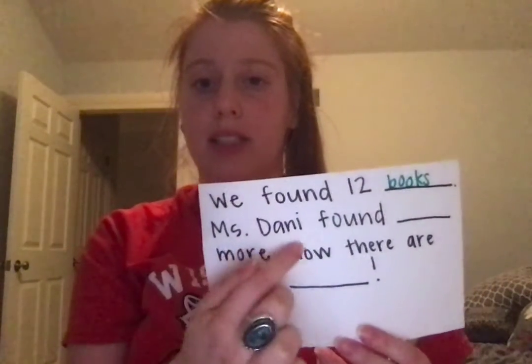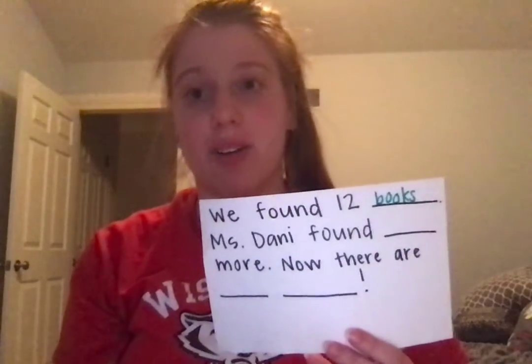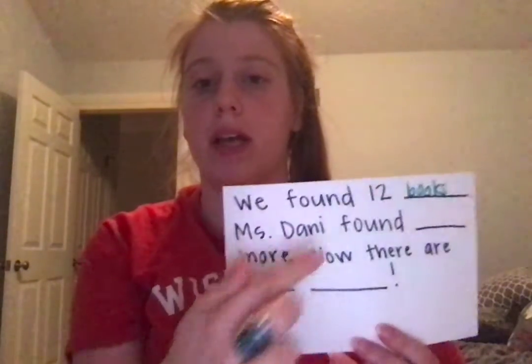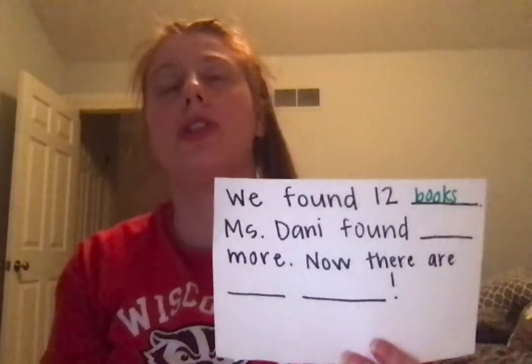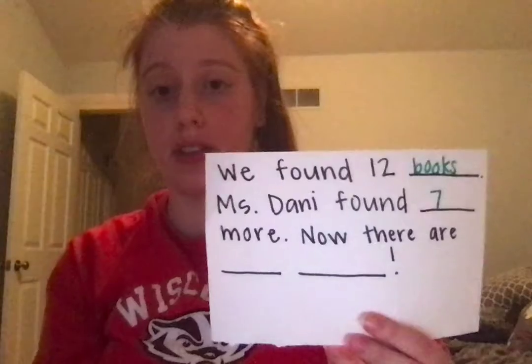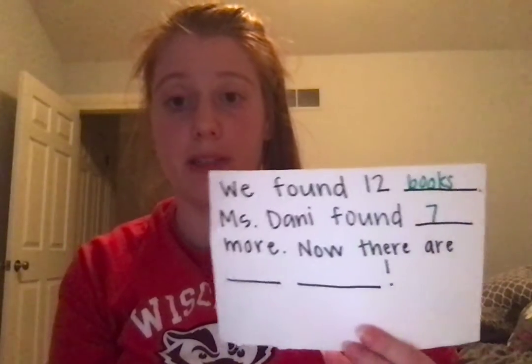Okay, now it says Miss Danny found blank more. We forgot to figure out what operation we need to use. And it reminded me when I read more that I know that we need to use addition because we're going to be putting two numbers together. So Miss Danny found blank more. I'm going to choose the number 7. I'm going to just say I found 7 more. If you chose a different number, that's fine. Remember, this is your math problem that you're writing, so you can make it however you want.